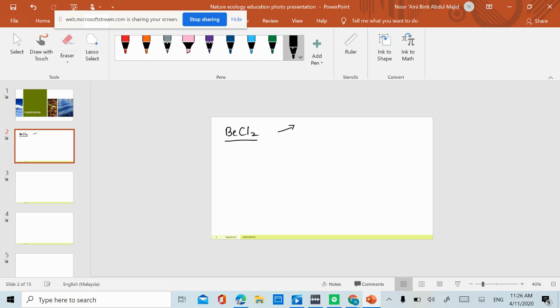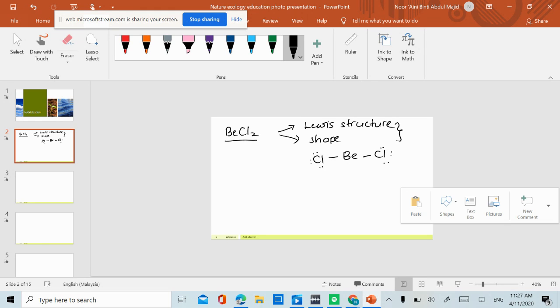Whatever it is, you must start with the right Lewis structure and determine the right shape. This is essential and compulsory, so that it will be easier for you to check your drawing at the end of the day. The structure of BeCl2 is like this. Basically, you must draw it on your own, starting from the very beginning, and then determine the right shape. In this case, the shape of BeCl2 is linear.